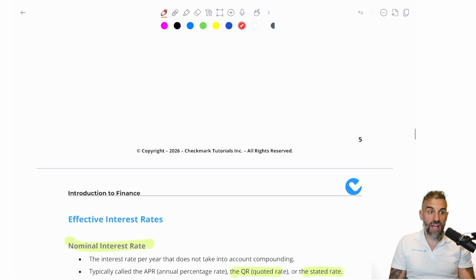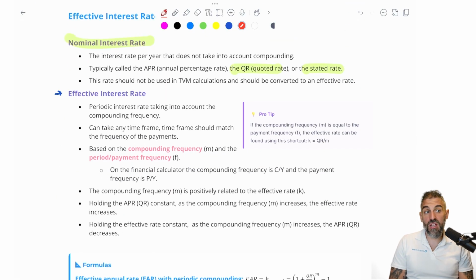Now, I'm talking about the effective annual rate because that is the most common one. But the thing about effective rates is that you can have an effective monthly rate, you can have an effective weekly rate, daily rate, quarterly rate, every 2-year rate, every 5-year rate. You can have an effective rate that goes with any period of time. Okay. So this is where it starts to become a little bit more complicated. The effective rate is based on two things: your compounding frequency, M, and your effective or payment frequency, which is F.